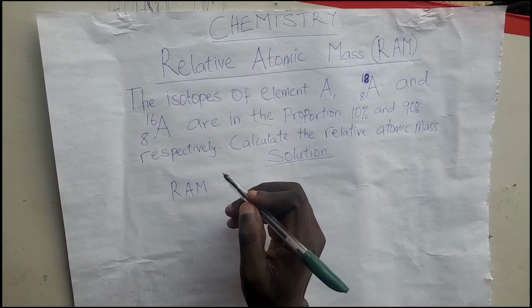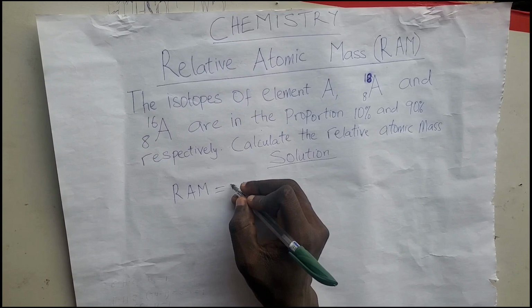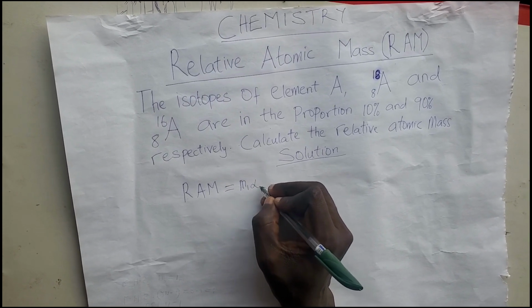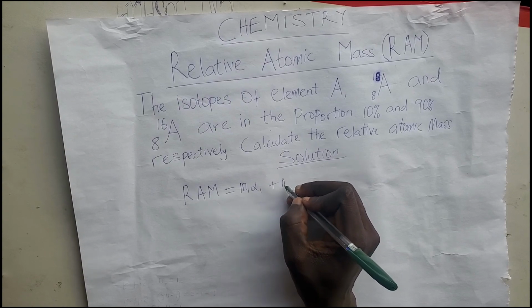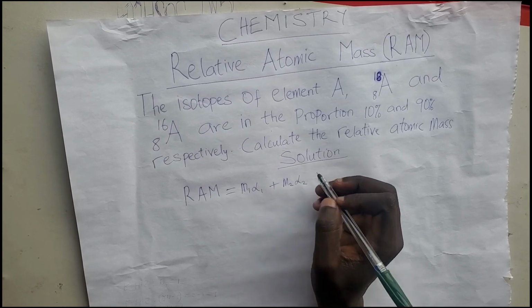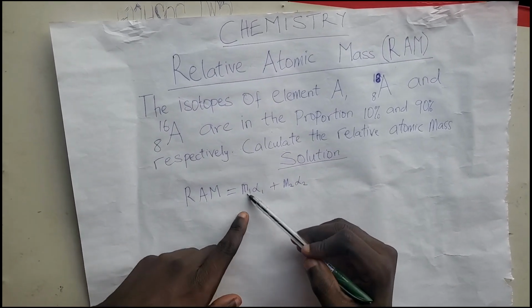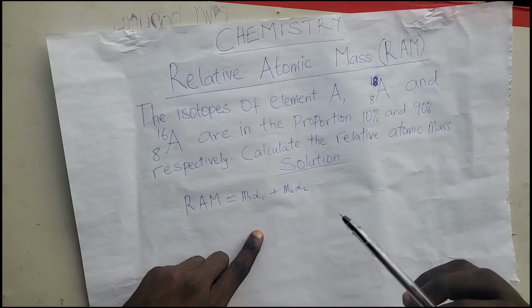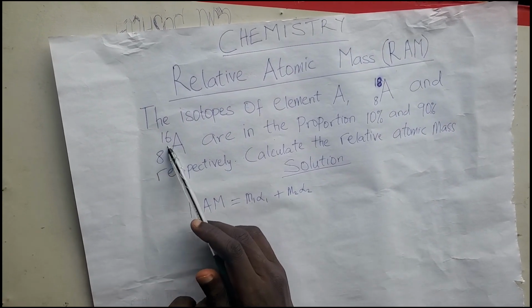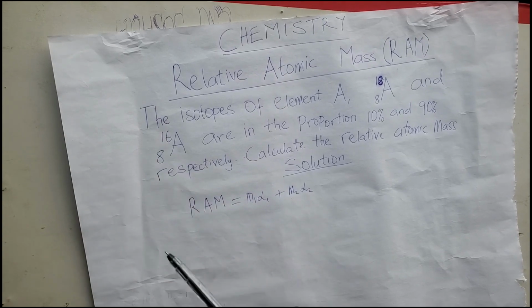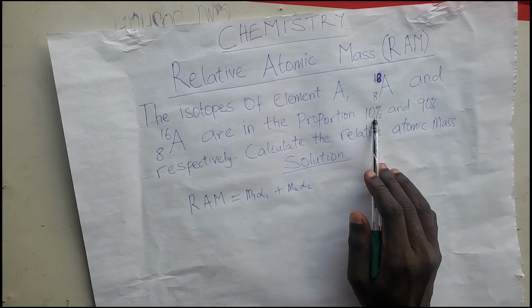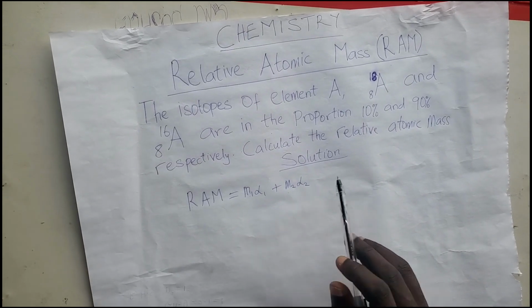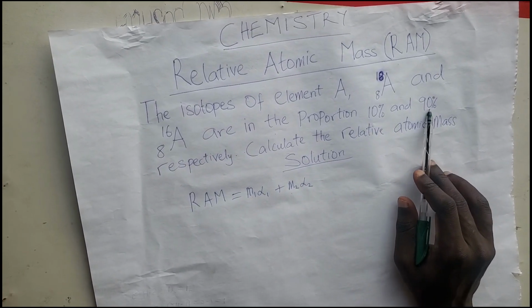Relative atomic mass has the formula m1 alpha 1 plus m2 alpha 2. Now, m1 simply means mass of isotope 1. m2 means mass of isotope 2, while alpha 1 simply means the abundance of isotope 1. And alpha 2 simply means the abundance of isotope 2.